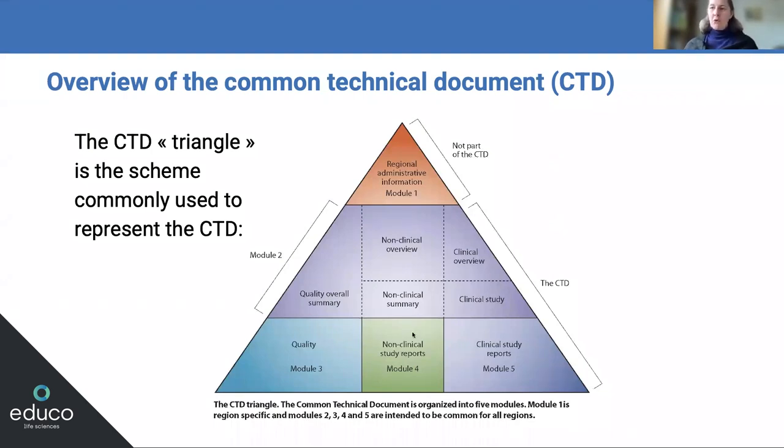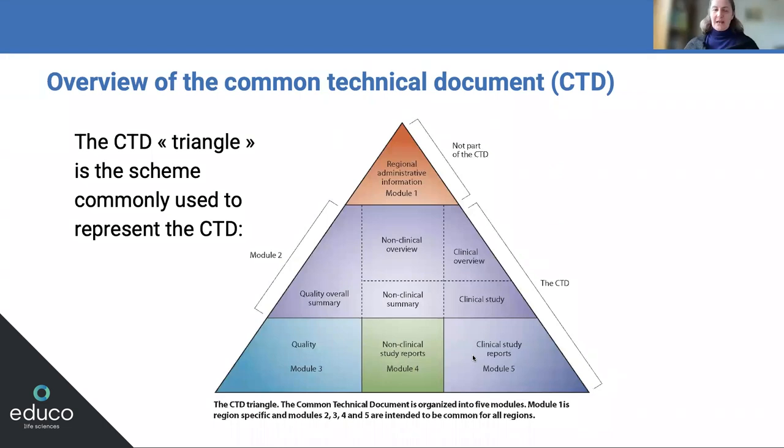You have the module 4, which are the non-clinical study reports. This is where you will provide all the results on your non-clinical studies, on your safety studies. And then you have the module 5, which is where you provide the clinical study reports, the ones that you conducted on people and demonstrating the efficacy of your product. And as a matter of fact, those module 4 and 5, they are the full reports, so they are a bit difficult for an evaluator to apprehend when starting to evaluate your dossier.